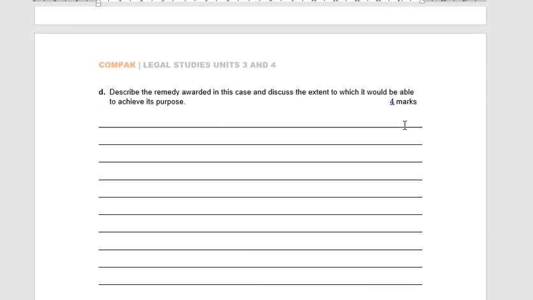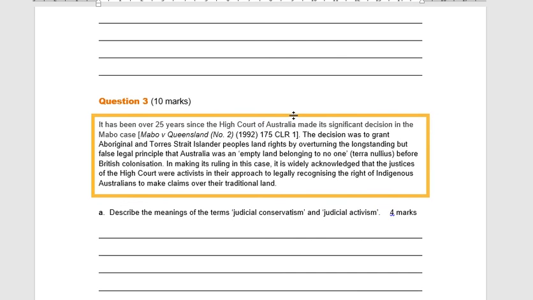Describe the remedy awarded in this case, that was damages, and discuss the extent to which it could be able to achieve its purpose. Okay, so I can talk about specific damages being able to achieve its purpose because it's able to directly compensate the victim for their loss. However, general damages obviously aren't specific and may not be able to fully compensate the victim, as well as emotional trauma. I can talk a bit about that as well.